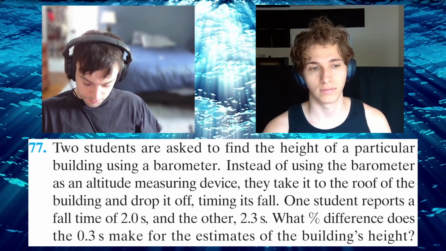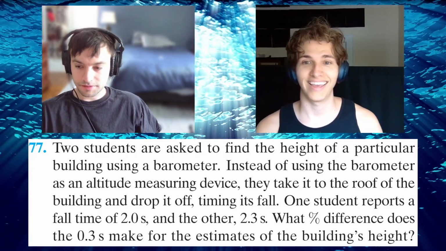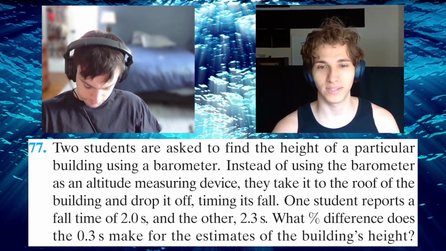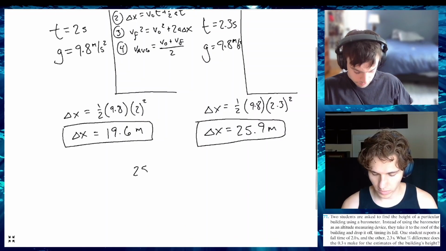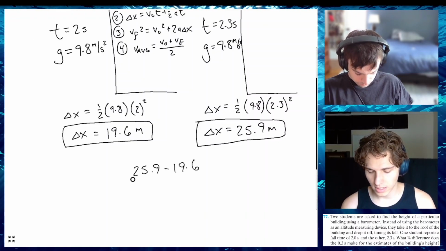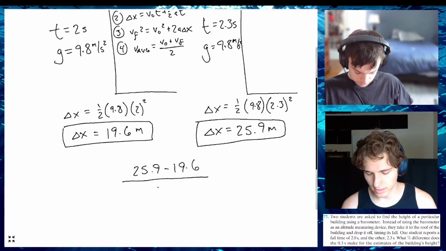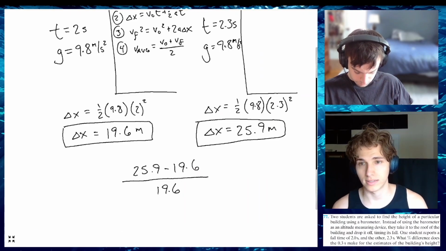So we have two different heights here. Could we subtract from each other? Yeah. To find that difference? Absolutely. So we have 25.9 minus 19.6, and we want percent difference. So I'm going to divide this by 19.6.